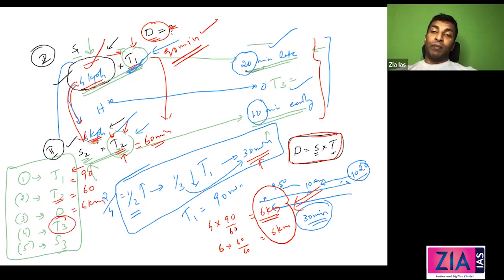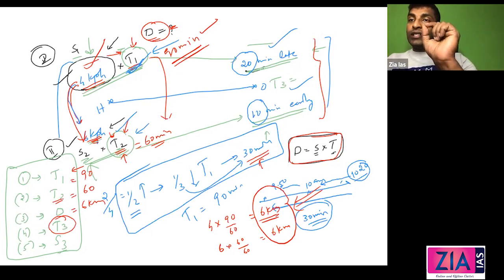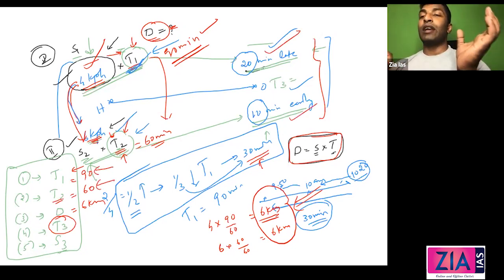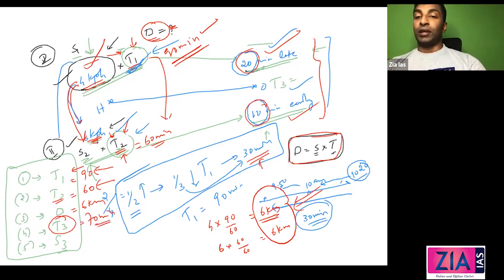What should be T3? What is that question, guys? T3, how much time can you take to reach the office without being late or early? If you take 90 minutes, you are 20 late. If you take 60 minutes, you are 10 early. So how much time can you take? Either you do 90 minus 20 or you do 60 plus 10, that is 70 minutes. That is what you can take. That is T3.